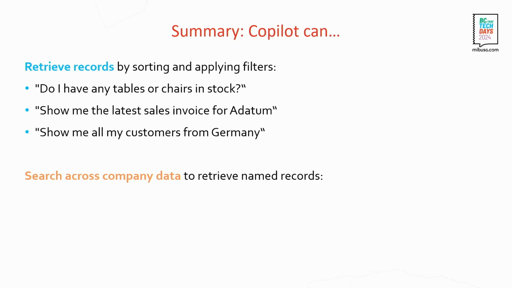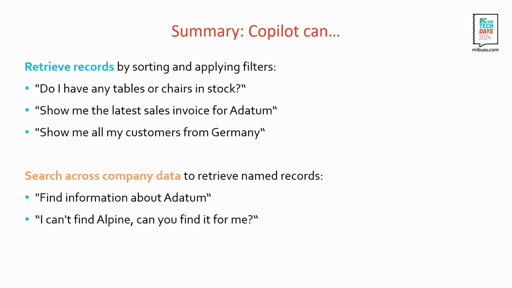But it can also search across company data to retrieve named records. So if you just say, find information about Adatum, I know I need to find Alpine, but I don't know what it is. Can you find it for me? And I'm looking for ID 100,000. It can figure that out for you, right? Somebody told you to find that record, and you don't need to go back and ask them. You can just ask Copilot.